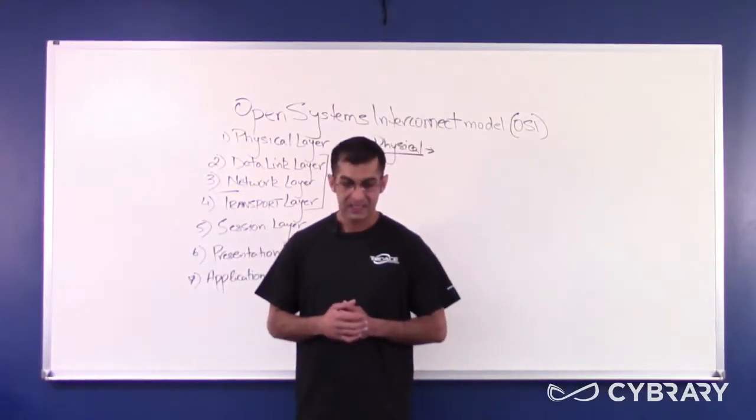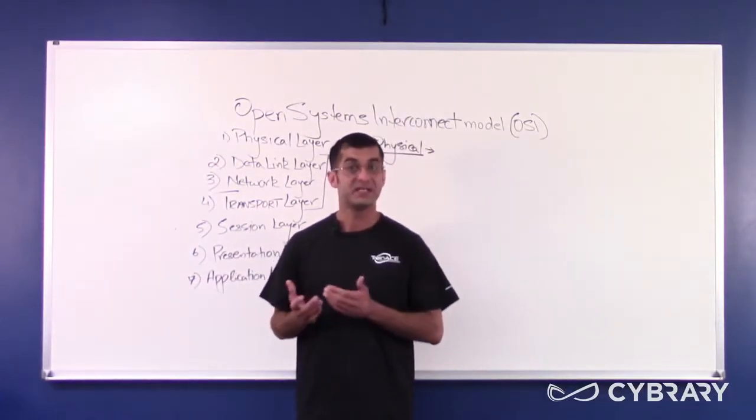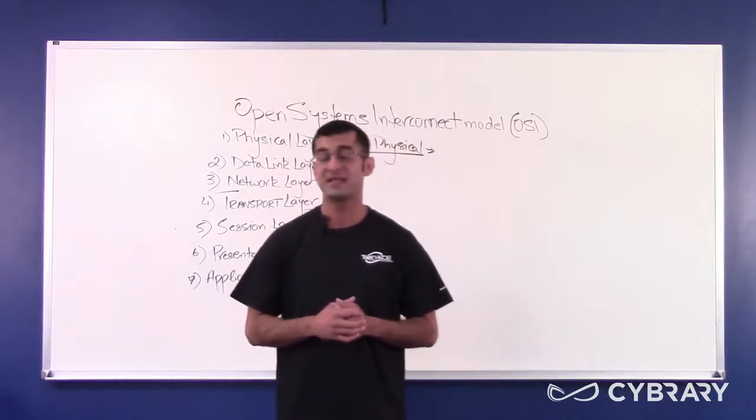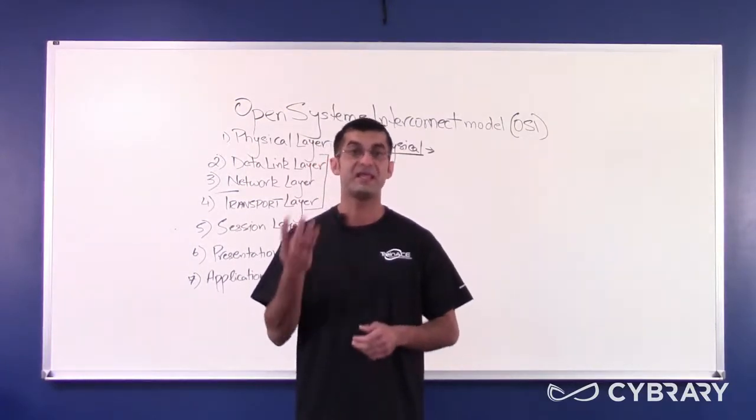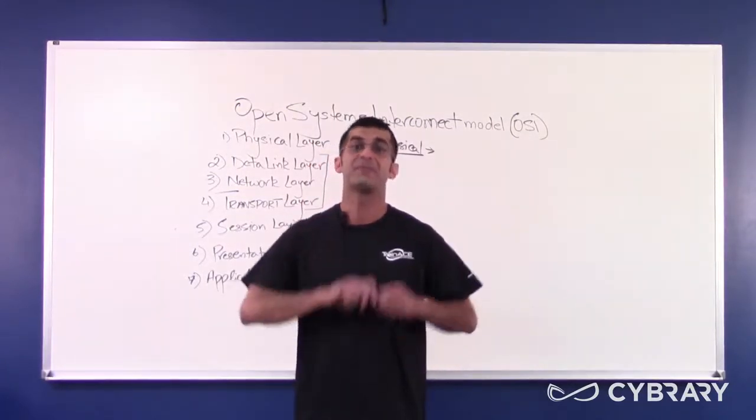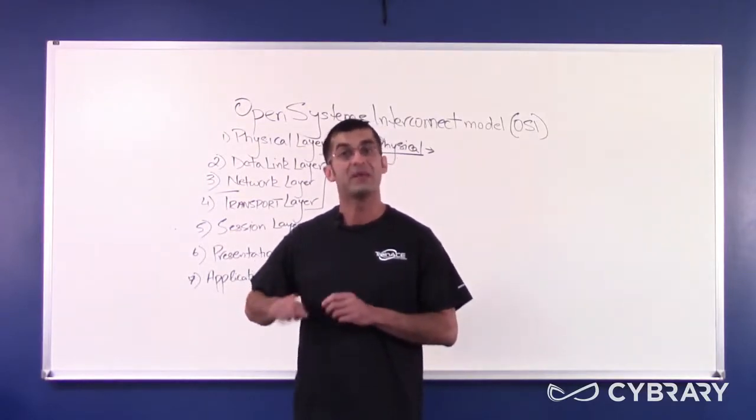The T in X base T stands for twisted pair. That simply means that 8 wires or 4 pairs of wires have been twisted together to form that cable.